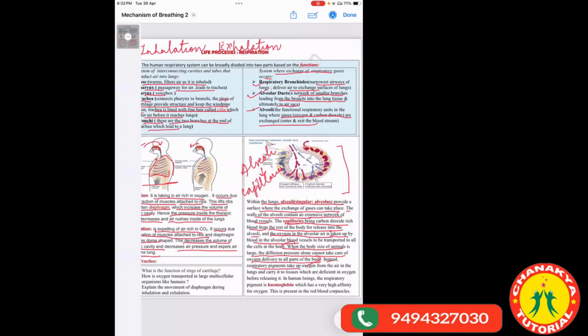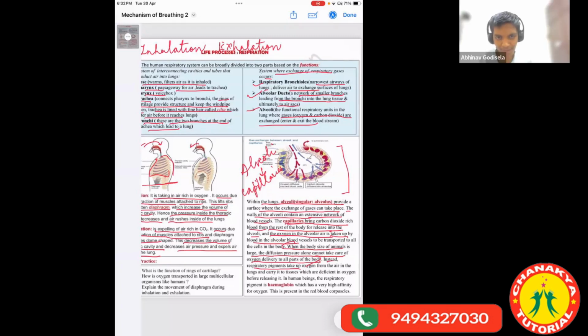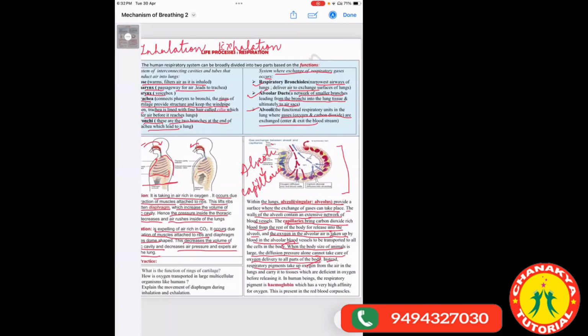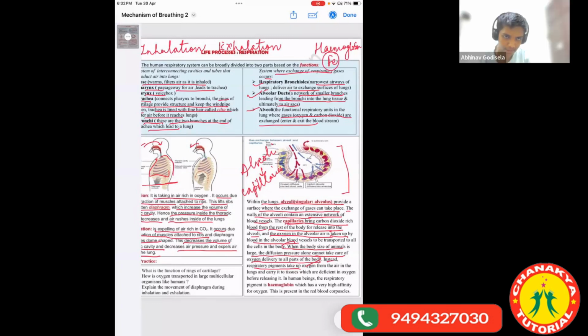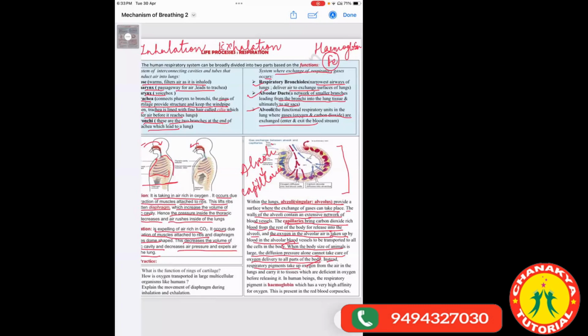What is the name of the respiratory pigment? Hemoglobin. Correct. Keep in mind, we have a respiratory pigment called hemoglobin, and this hemoglobin contains the element called Fe. What is the name of the element Fe? Capital F, small e. Iron.